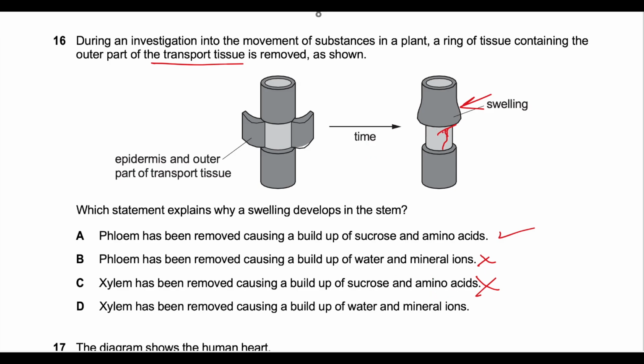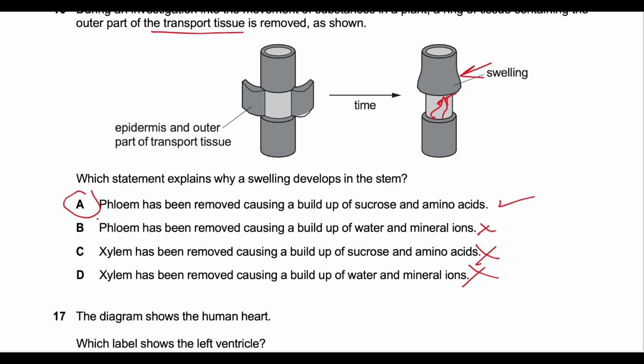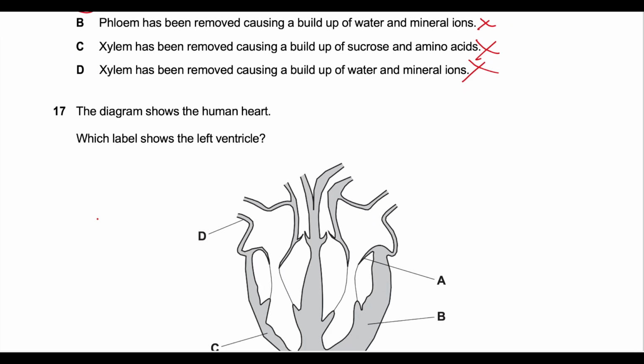Okay, once they removed the outer part and they left the inner part, the outer part is mostly the phloem, not the xylem. If you look at the cross-section of the stem, the anatomy of a stem, you will find that inside the xylem and outside the phloem. So we can cancel also this. The right answer here is A. Let's move to question number 17.